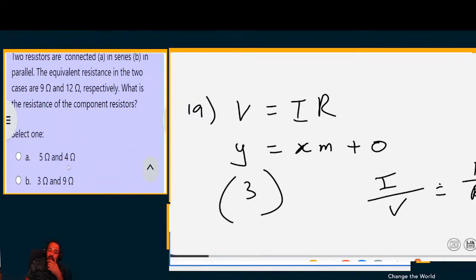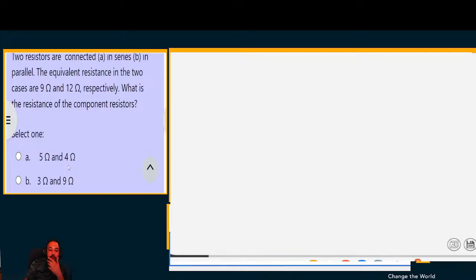They tell us that we have two resistors, and they are connected in series first, and then they are connected in parallel. Now, if they are connected in series, how do we calculate the resistance in series? Let's say we have two resistors, R1 and R2. This is 20. They have two resistors, R1 and R2, and they tell us they are connected first in series and then in parallel.